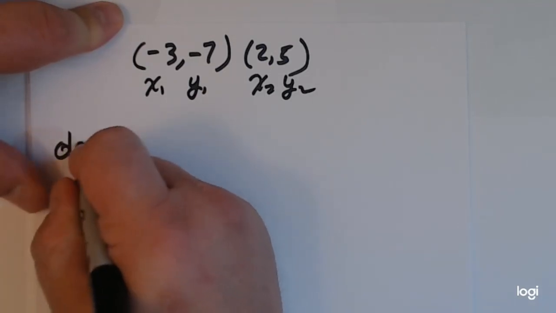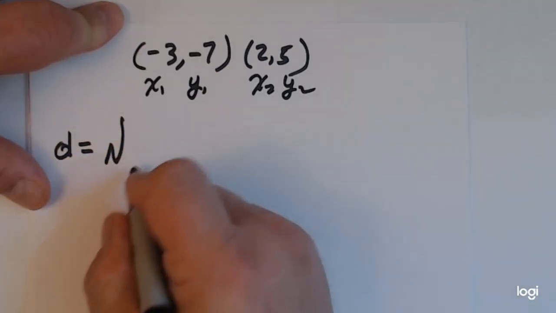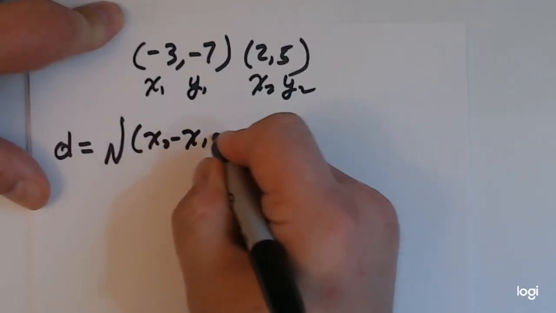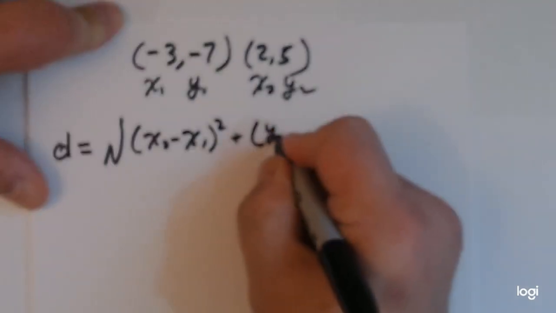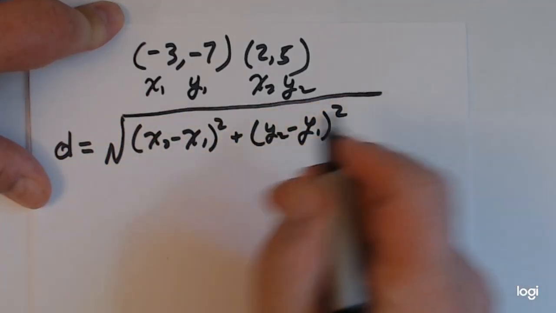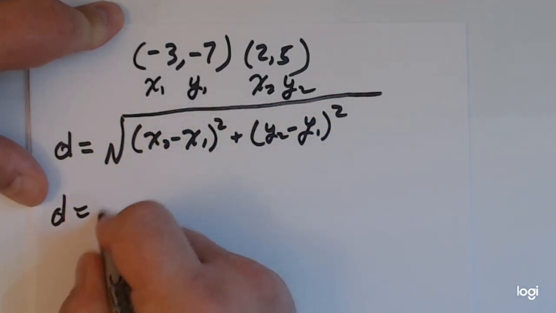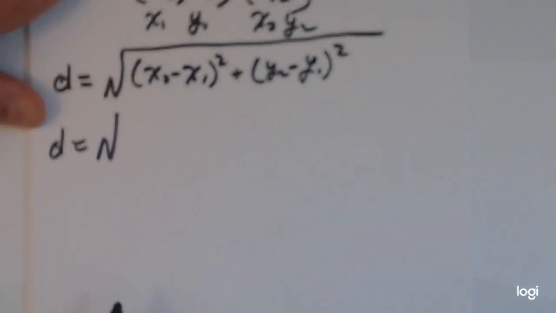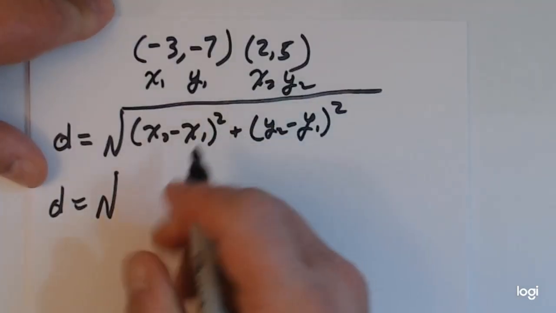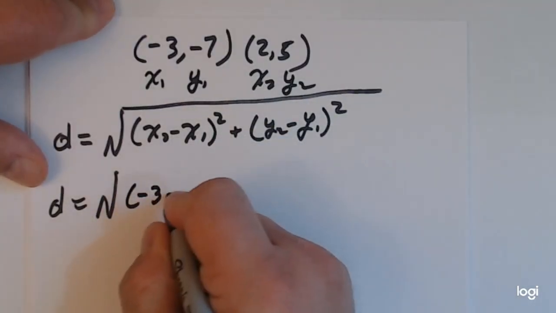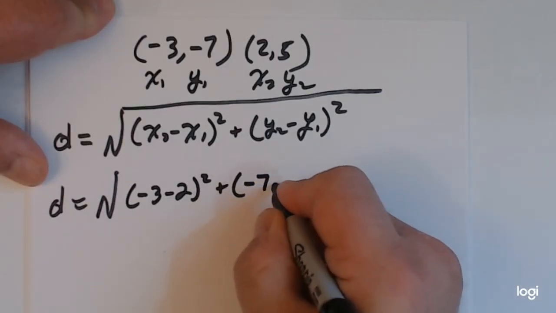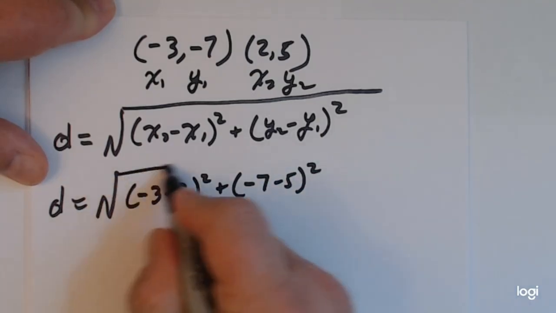So the distance is equal to the square root of, well, I'll write it out again, x sub 2 minus x sub 1 squared plus y sub 2 minus y sub 1 squared. So d is equal to the square root of negative 3 minus 2 squared plus negative 7 minus 5 squared, and we're taking the square root.